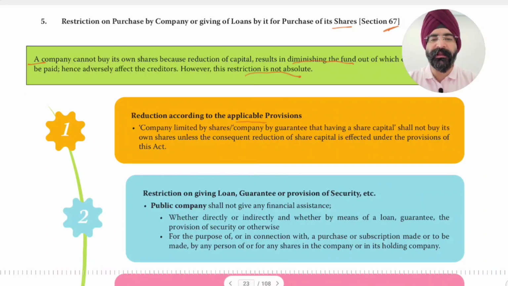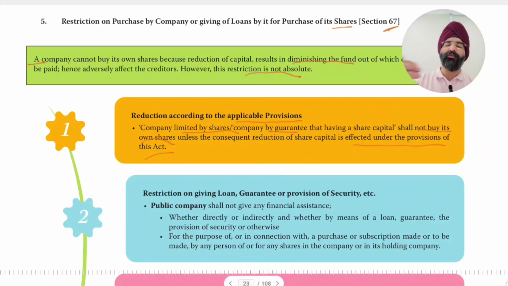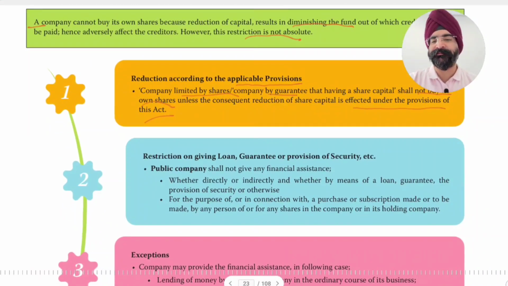Reduction according to the applicable provisions. How is reduction allowed? A company limited by shares or a company limited by guarantee having a share capital shall not buy its own shares unless the consequent reduction of share capital is effected under the provisions of the Act. So a limited company shall not buy its own shares unless the consequent reduction of share capital is effected under the provisions of the Act. It means you can do this only in compliance with the process provided in the Act.